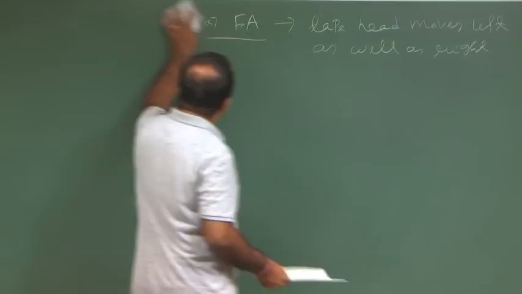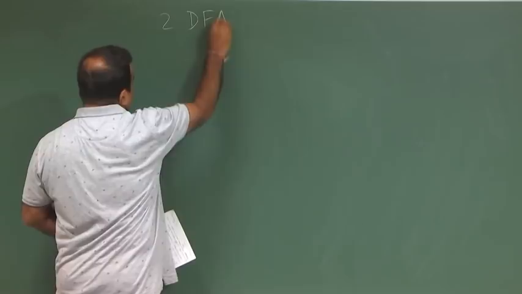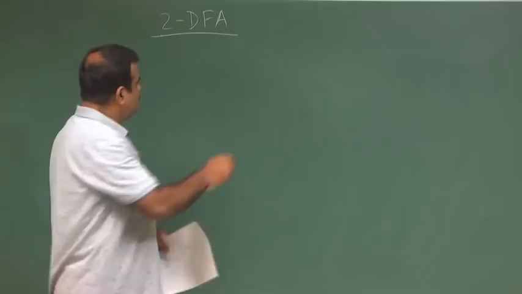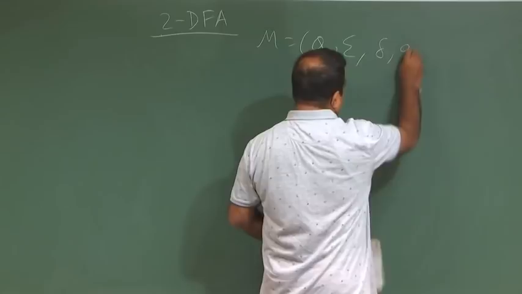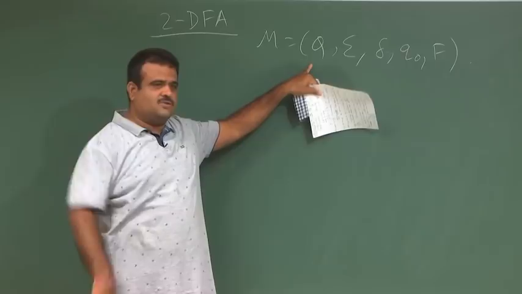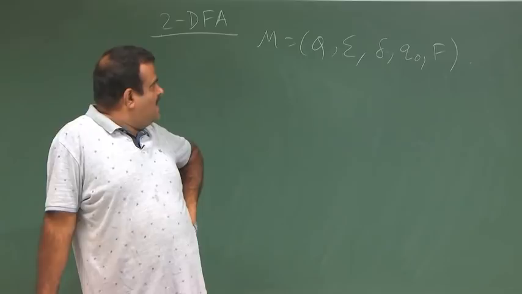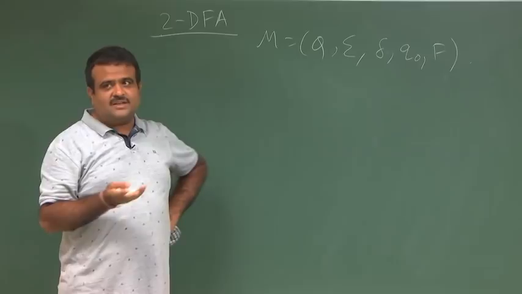So, let us define the 2-way deterministic finite automata. This is called 2DFA, 2-way deterministic finite automata. It is basically a 5-tuple again, Q, sigma, delta, Q 0, F. We know all these symbols. Q is the set of finite number of states, sigma is the input alphabet, and delta is the transition rule, but here we have an option to move the tape head left or right in the next step, and Q 0 is the starting state and F is the set of final states.